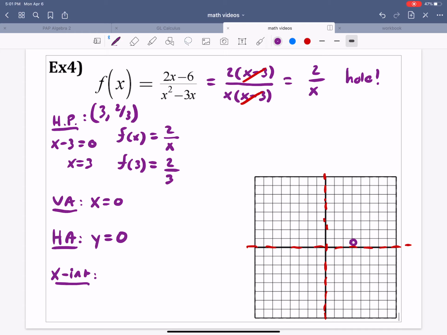Okay, so the x-intercept, we set the numerator equal to 0. Well, think about it. Can you set 2 equal to 0? There's nothing to solve for. So if there's nothing to solve for, there is no x-intercept.